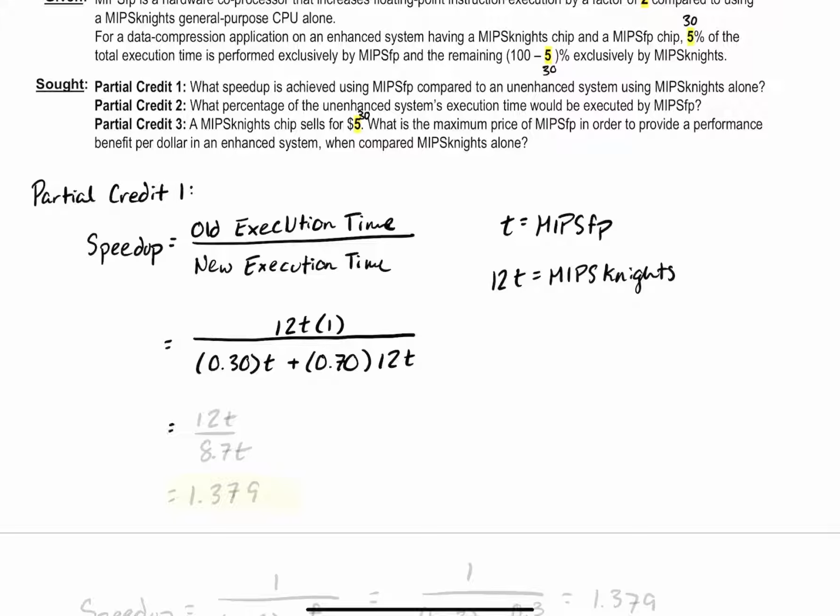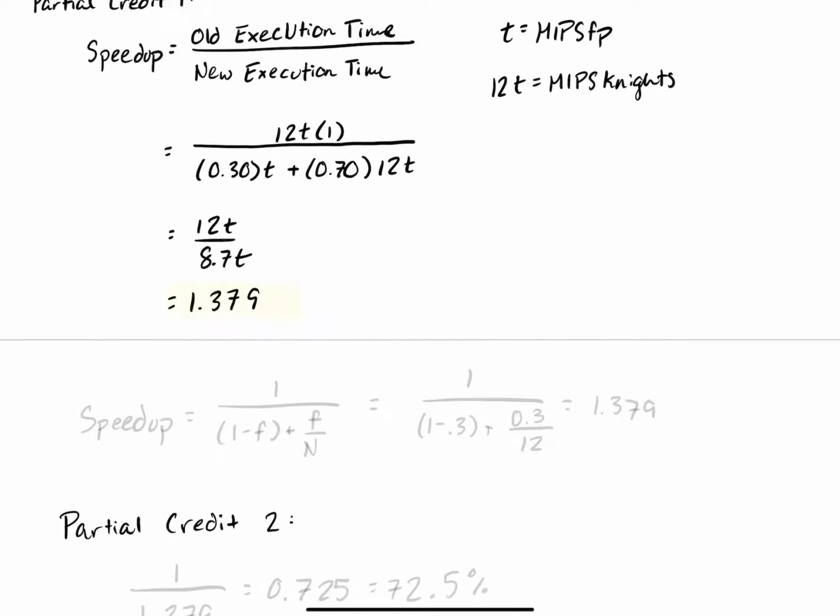This simplifies to 12t over 8.7t, which is equal to 1.379. This means that it is going to improve the execution time by 1.379 fold. Note that this can also be calculated using this formula.